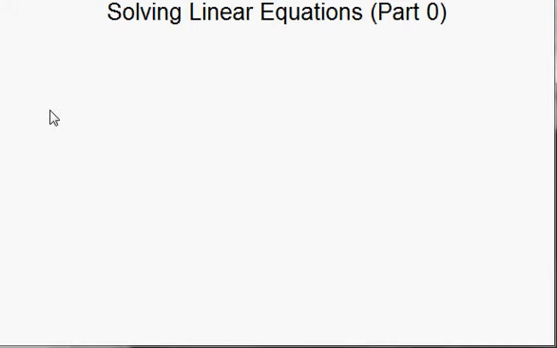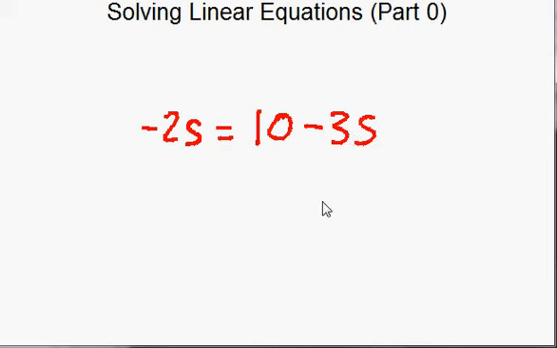All right, the next one is a little bit more difficult. We've got -2s equals 10 minus 3s. Now here, again, we want to get the s's on one side and the 10 and the numbers on the other side. Which side do you want to get the s's onto? The left. Let's go for the left. Thank you, Bonnie. All right, so if I want to get the s's over here, the problem is I've got too many s's on the right, don't I? What's the proper way to get rid of this -3s?